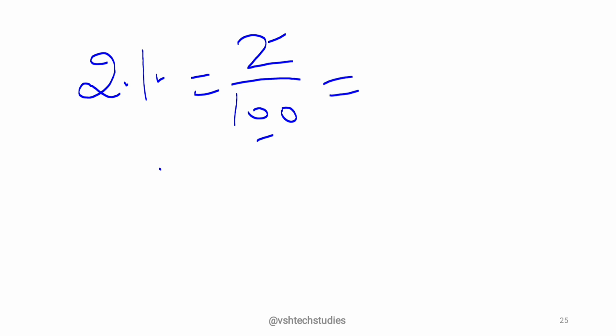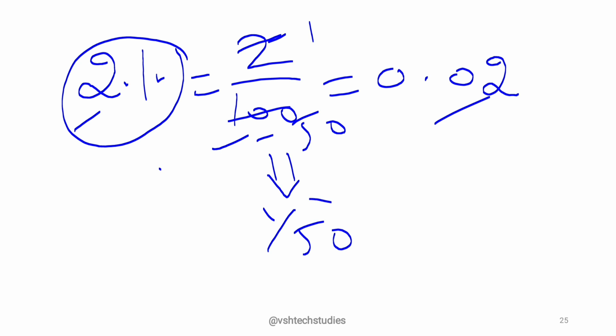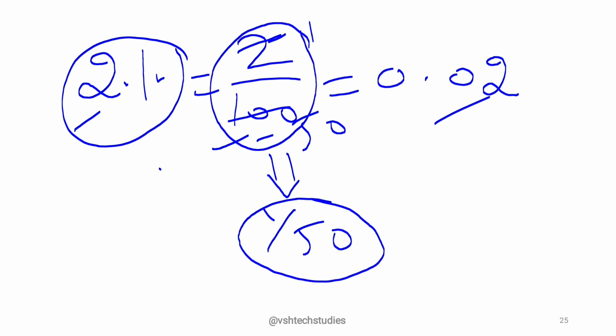Now 2, if you divide by 100, you will get 0.02. So this is percentage form, this is fraction form, this is decimal form. One more fraction form is 2 ones are 2, 50s are 50. So this can also be written as 1 by 50. That is why 2% is equal to 1 by 50 in fraction or 2 by 100 in fraction, but it is 0.02 in decimal. Okay.